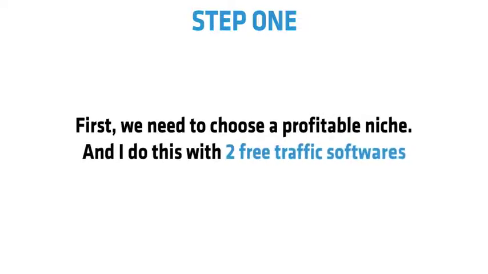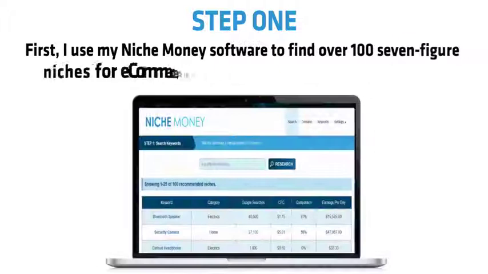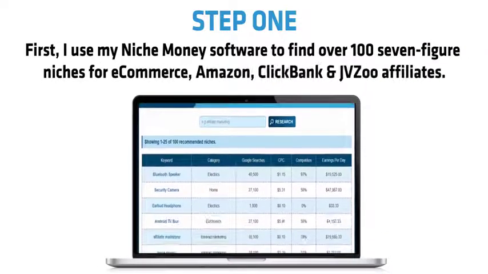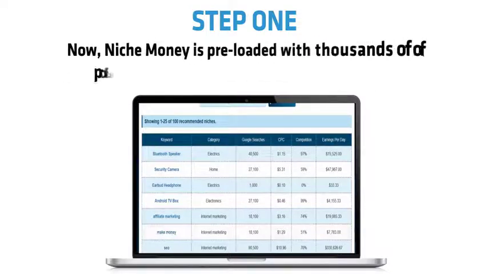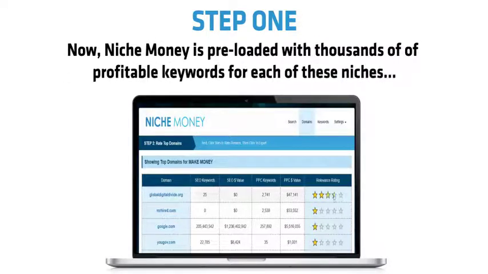Step 1. First, we need to choose a profitable niche. And I do this with 2 free traffic softwares. First, I use my Niche Money software to find over 100 7-figure niches for e-commerce, Amazon, Clickbank, and JVZoo affiliates. Now, Niche Money is preloaded with thousands of profitable keywords for each of these niches.